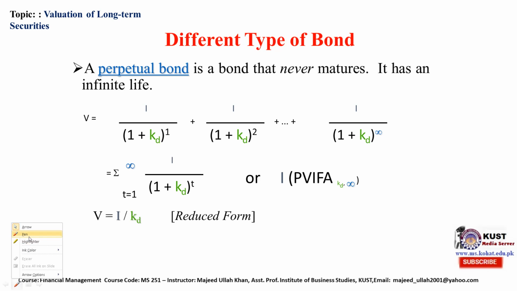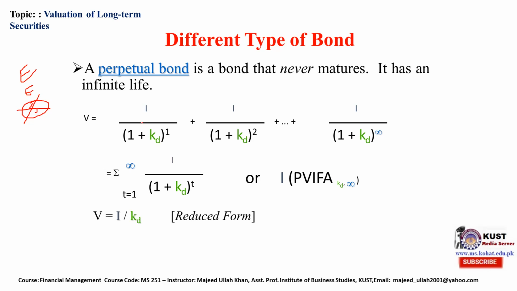What is perpetuity and what is annuity? In an annuity we have equal amount, equal interval, and a specific time period of amount received or paid. But in perpetuity there is no specific time period. It is forever. If you receive or pay an equal amount after an equal interval, forever, it is called perpetuity. So this is called a perpetual bond that never matures. It has an infinite life.